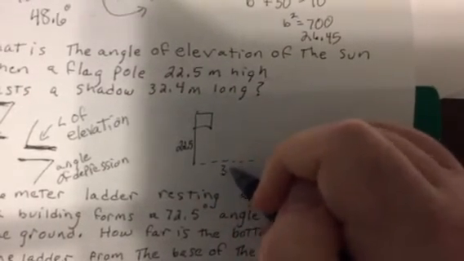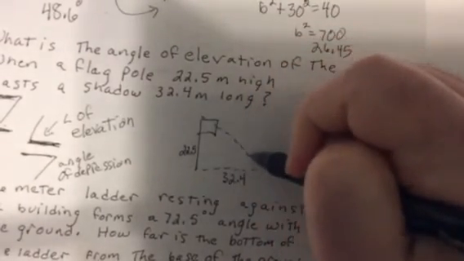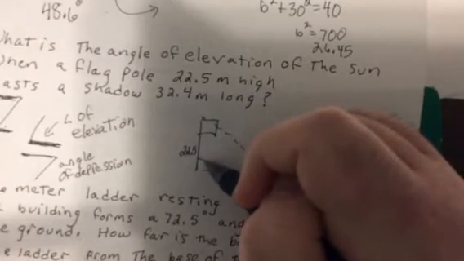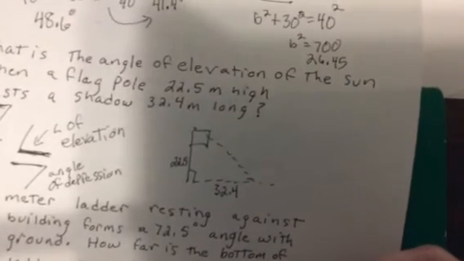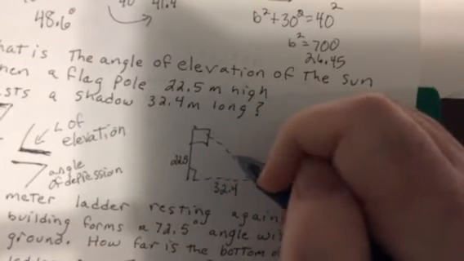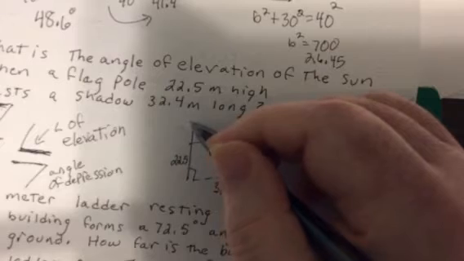Now remember, a shadow is always along the ground. So, there's our right angle. Well, we're going to assume it's right. A flagpole is usually off just a little bit sometimes. Now, the angle of elevation is always made with the ground and the hypotenuse.